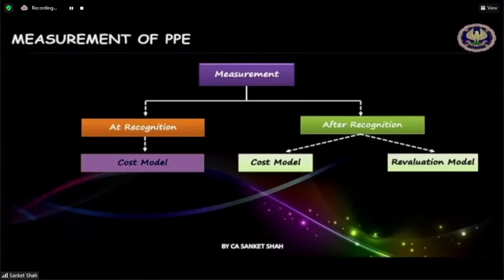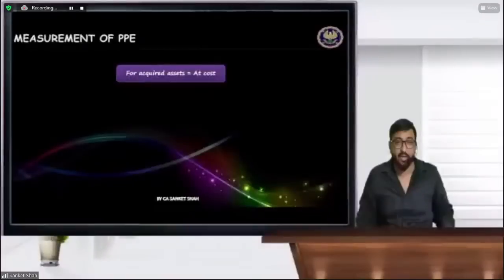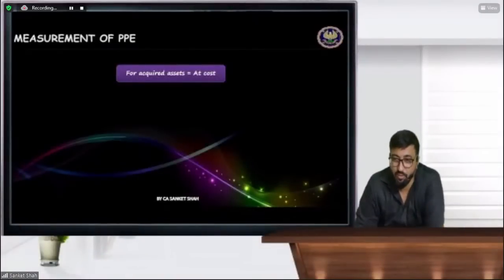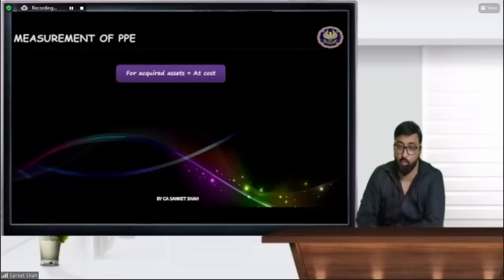Now what is the cost model? Cost model, PPE acquisition cost. Beta, these are some technical parts which are given in the standard, but it's very simple. Cost model means when you acquire the asset at a price, the price at which you recorded or acquired that asset is called the cost model.